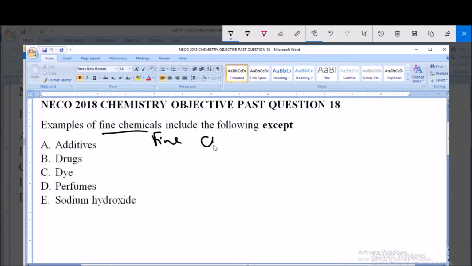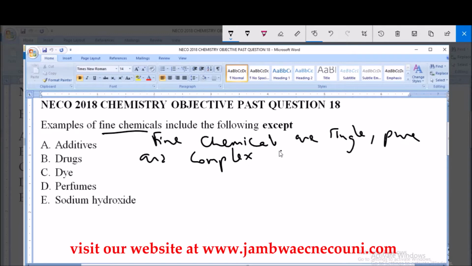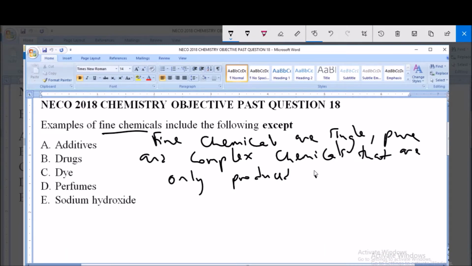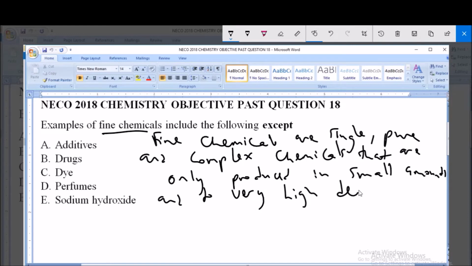Now, fine chemicals are single, pure, and complex chemicals that are only produced in small amounts and to a very high degree of purity.